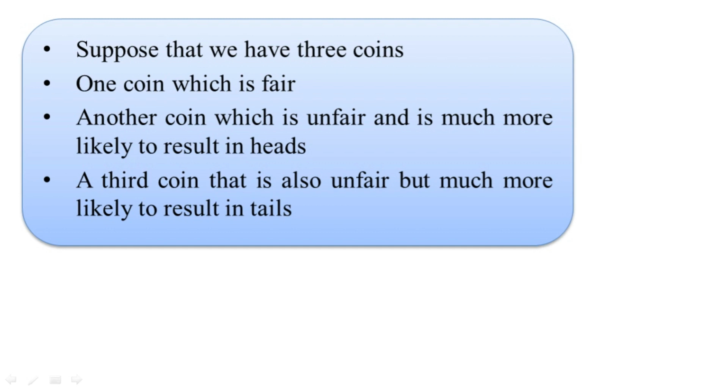So this is to be followed by the first coin. But in the second case, the second coin, there are likely results of heads, so the number of occurrences of heads is more than that of tails. And with respect to the third coin, the number of occurrences of tails is more than that of heads. So this is the situation we have taken, and along with this, we shall add some more statistical dependencies.